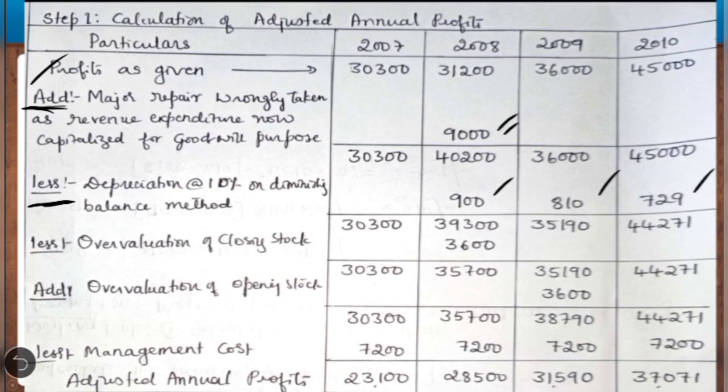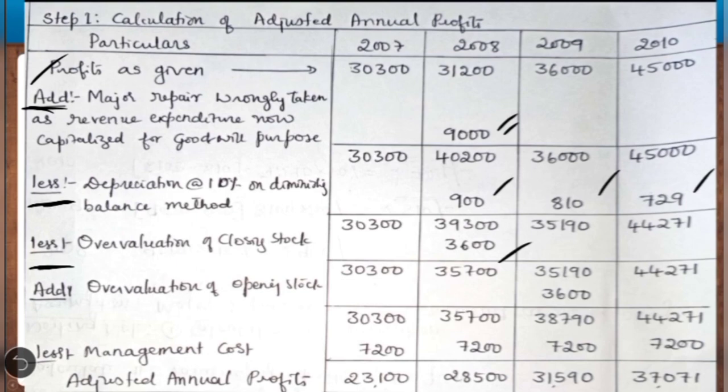Coming to the second adjustment, that is the overvaluation of closing stock in the year 2008 that led to the increase of profit in the year 2008. Now what you have to do, you have to deduct it. Less overvaluation of closing stock, you write in 2008's column. So 3,600, you are again going to have the balances 30,300, 35,700, 35,190 and 44,271.